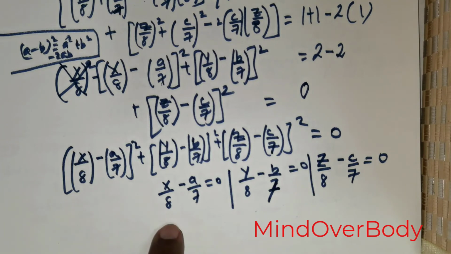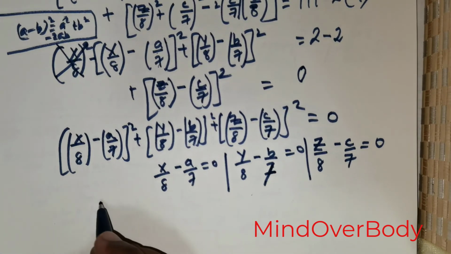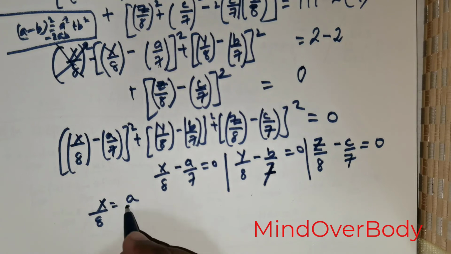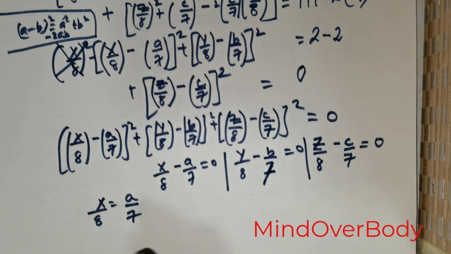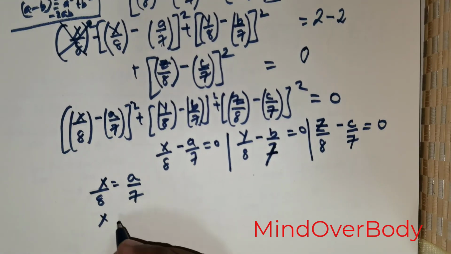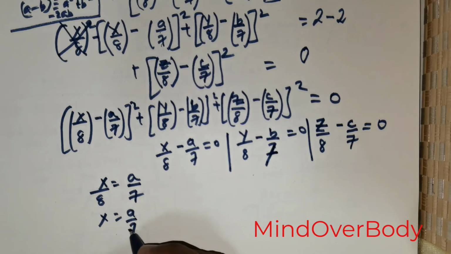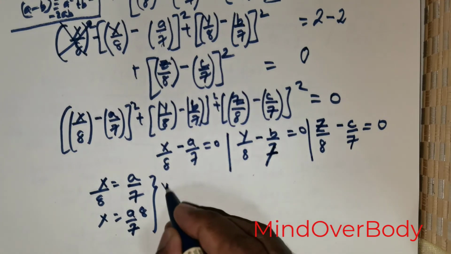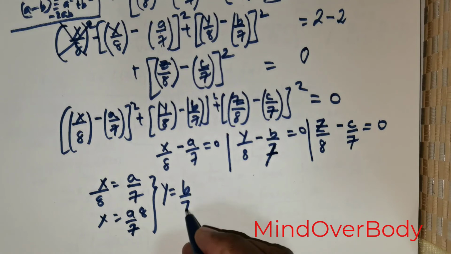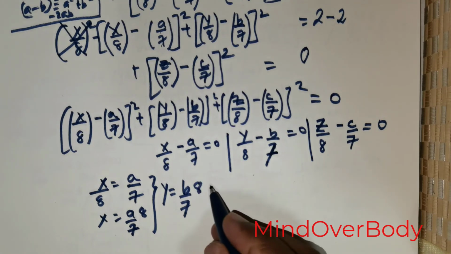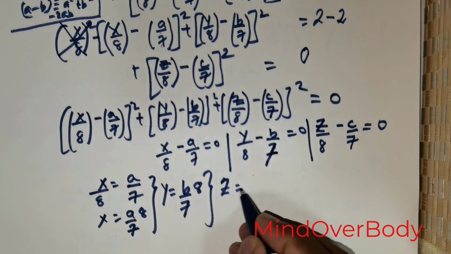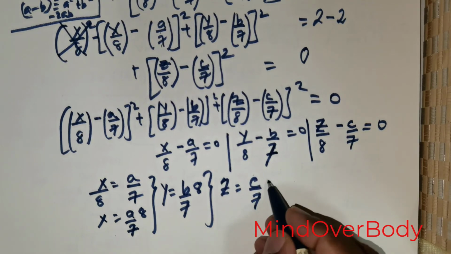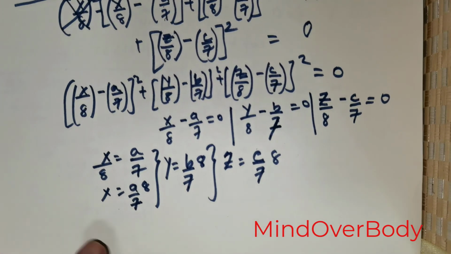So having obtained this, I wish to rewrite the first term as x/8 is equal to a/7. So I can rewrite x as (a/7) times 8. Similarly I can rewrite y as (b/7) times 8, and then I can rewrite z as (c/7) times 8. So this is the representation I've got.